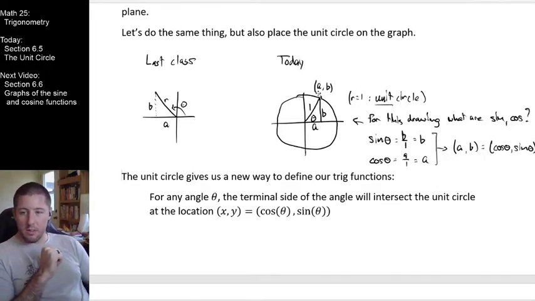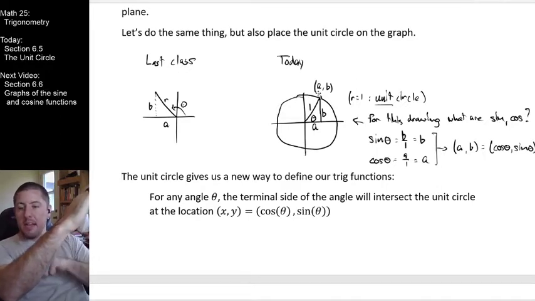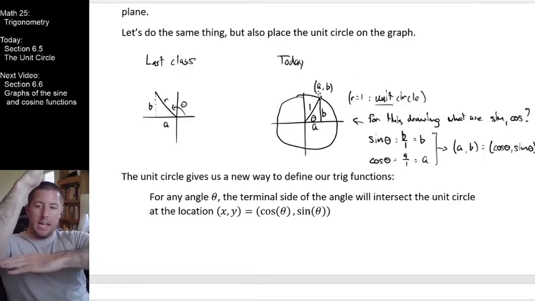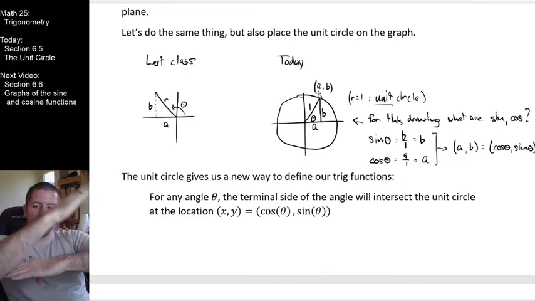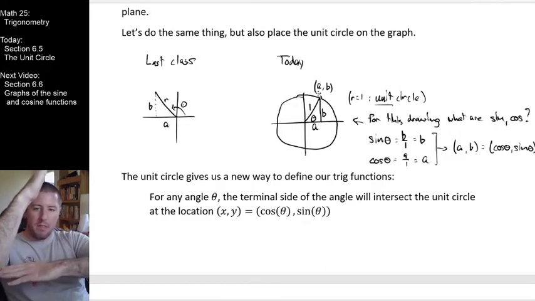All right, so I just said that in sort of a lumpy way right there. For any angle theta through which we've rotated, there is a terminal side to that angle. It's the ray where the angle ended relative to standard position, where the initial side is the x-axis, and the terminal side is where we ended by opening up an amount of theta.